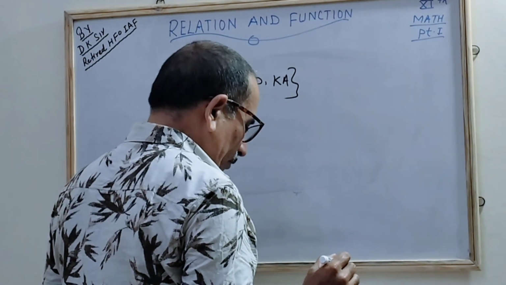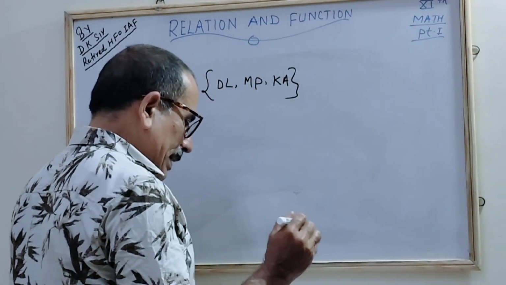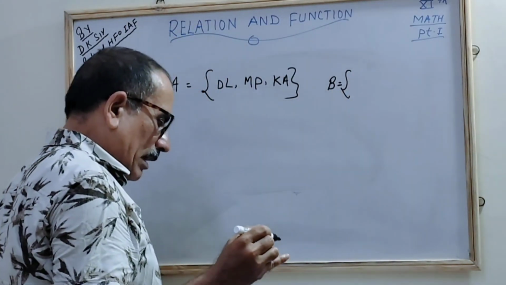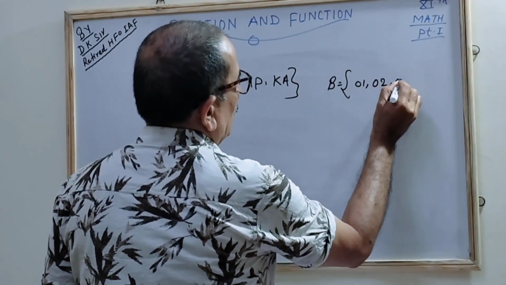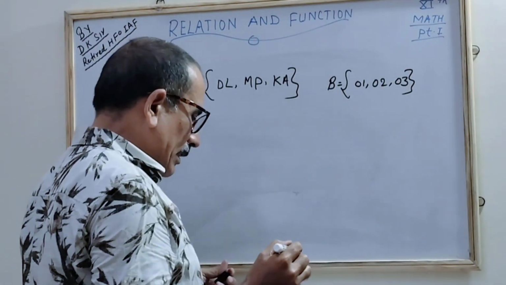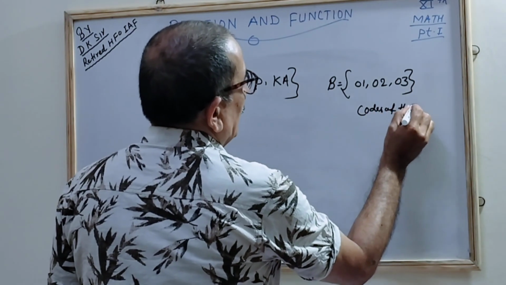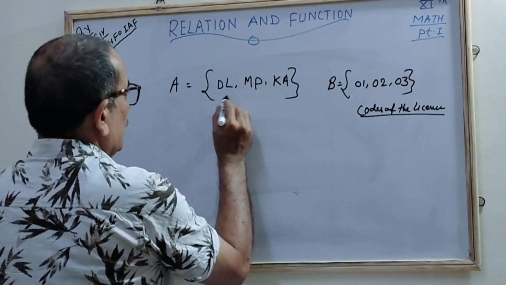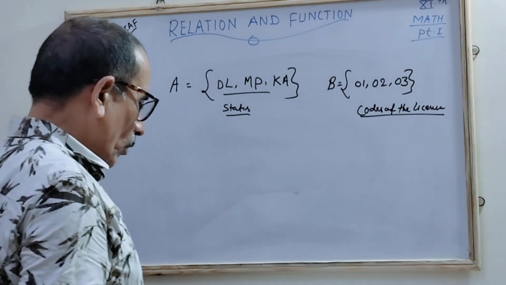And the other set they have given, next we are having B. Suppose we are taking the other set B, correct? B is equal to 01, 02 and 03. These all are numbers representing the codes. These are the codes of the license. When you go for the licensing, the code for the license is there, correct? This represents the states, the 3 states. Then what could be there?